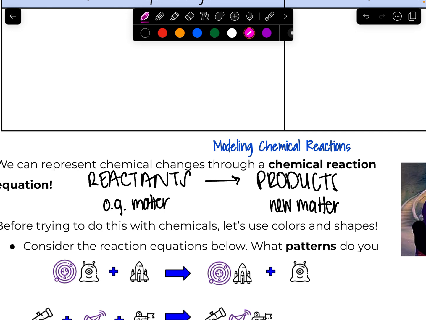Do you remember what this arrow means all the way back from when I first showed you a chemical reaction equation in Unit 1? It's yields, or produces. So the way you would read a chemical reaction equation is you would say your reactants yield your products, or your reactants produce your products. Reactants, left side of your arrow, original matter, they react together. Products, new matter, right side of the equation.